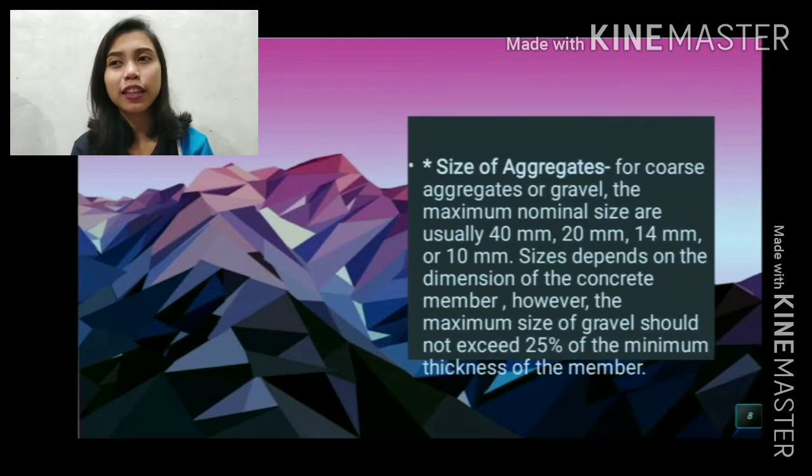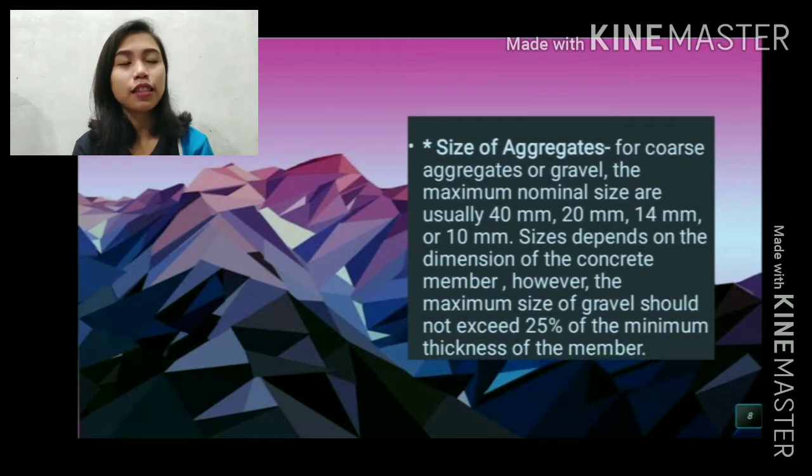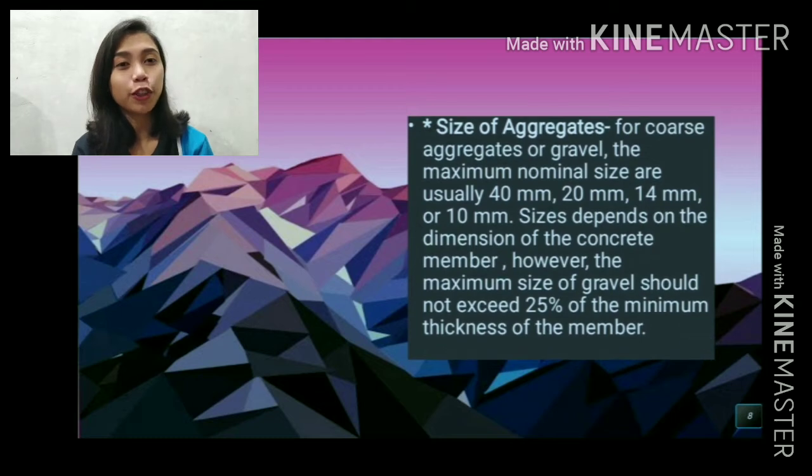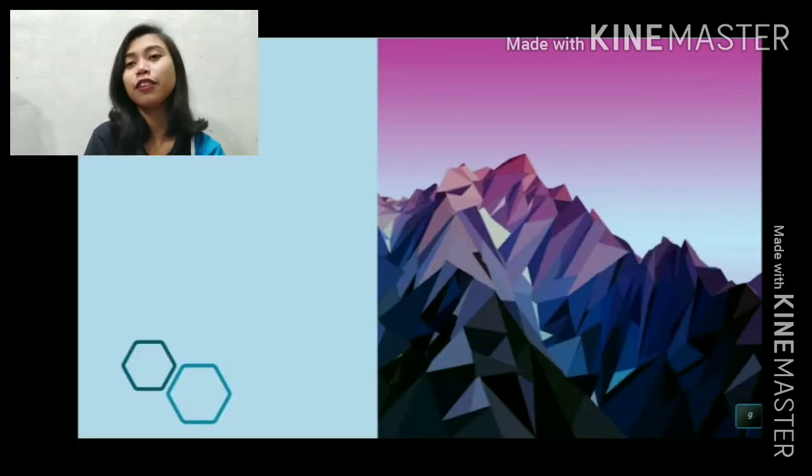So coarse aggregate acts as an inert filler material for concrete, while in fine aggregate, the voids between the coarse aggregate are filled up by fine aggregates.